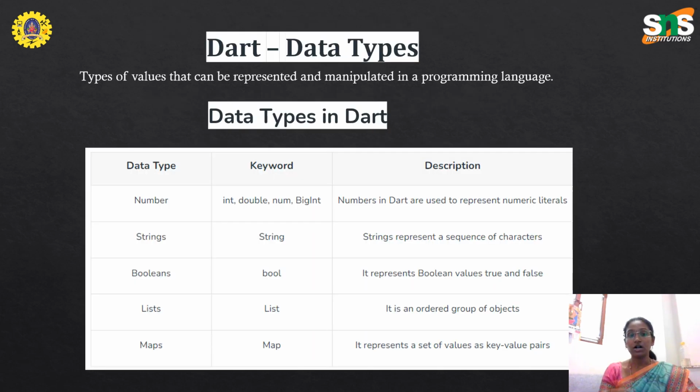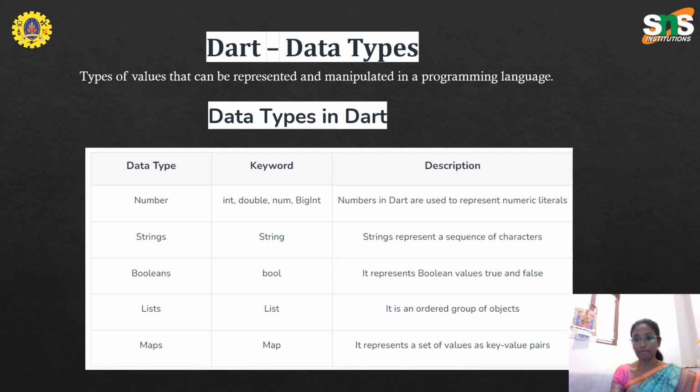Okay. Here I'll give some data types in Dart. What is meant by a data type first? The types of values that can be represented and manipulated in the programming language are called data types. The most important data types in Dart are number, string, boolean, list, and map. These are the five most important data types in the Dart language.